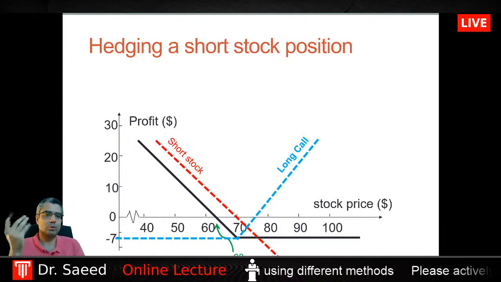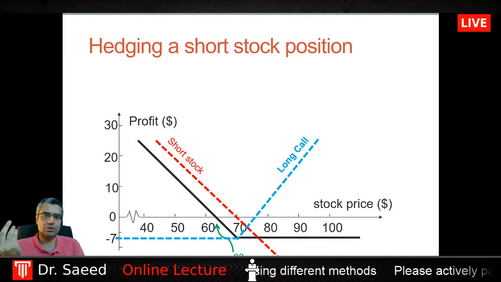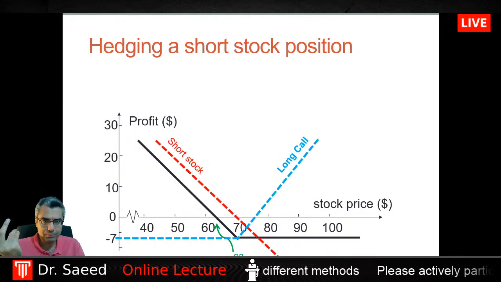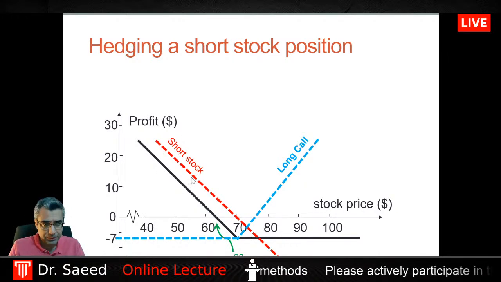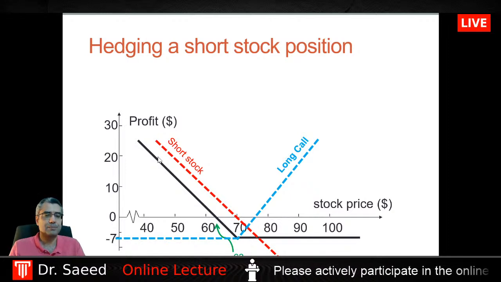So the problem is solved. You have a contract that allows you to buy it at the strike price. Even if the price goes up, you can still buy it at the strike price and fulfill your short stock position. So you see what happened? The red one plus the blue one will give you the black curve. And the black one clearly shows that if the price goes down, you still have profit, just a bit less than when you are just short stock.